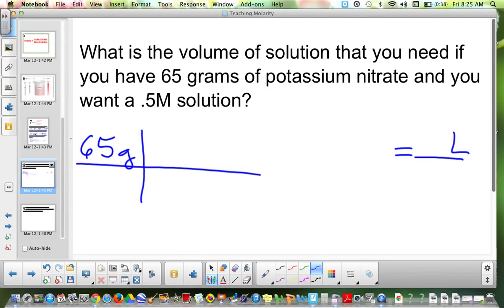Okay? Now, I remember this capital M really means moles per liter. So I need to get to moles so that I can use that. How do I get to moles? I got to do the shopping list thing, and my nomenclature, right? Potassium nitrate. Potassium is K plus 1. What's nitrate? NO3 minus 1. And so what's potassium nitrate? KNO3. So I just need somebody to add up 3 O's, an N, and a K for me.